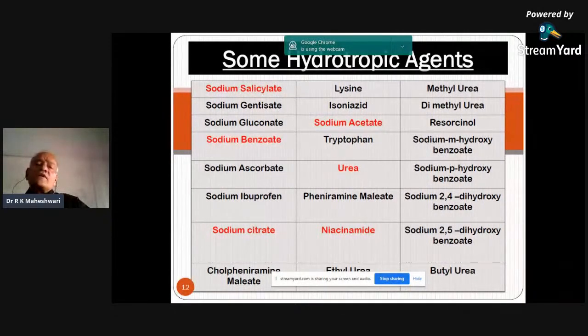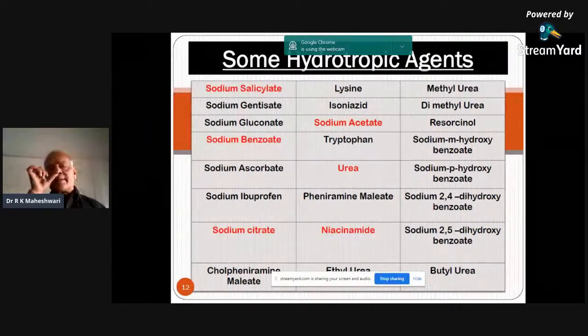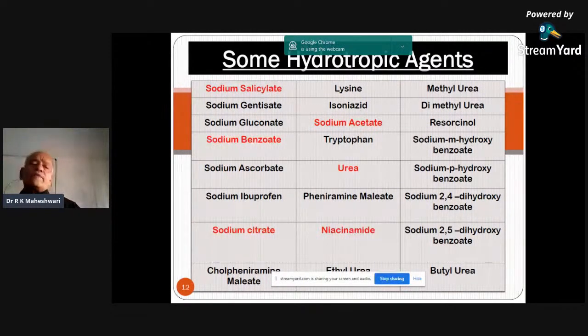Now these are some of the hydrotropic agents: sodium salicylate, sodium benzoate, sodium citrate, sodium acetate, urea, niacinamide, etc. So these are some of the commonly used hydrotropic agents.